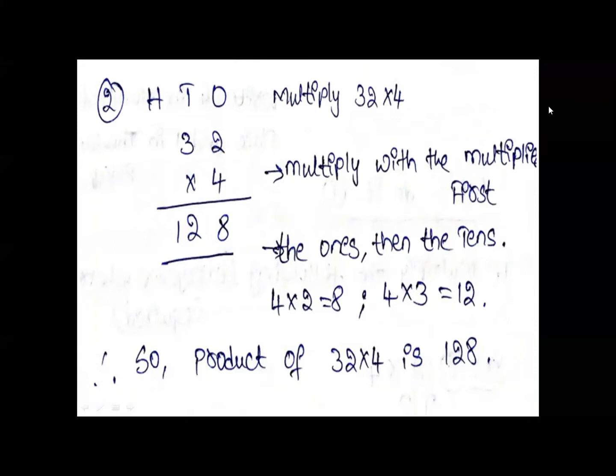Let us multiply 32 into 4, which is multiplication. See here. Multiply with the multiplier. First, 4 2s are 8. 4 3s are 12. The ones, then the tens. 4 2s are 8. 4 3s are 12. So the product of 32 into 4 is 128.